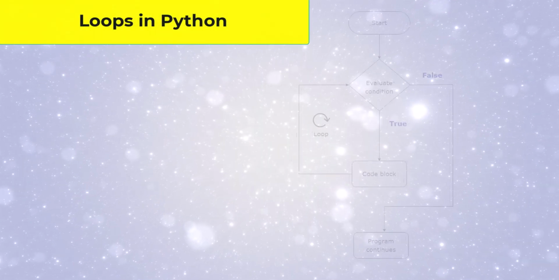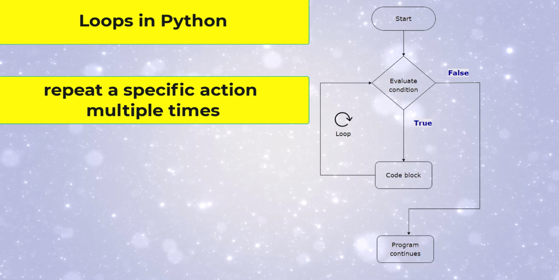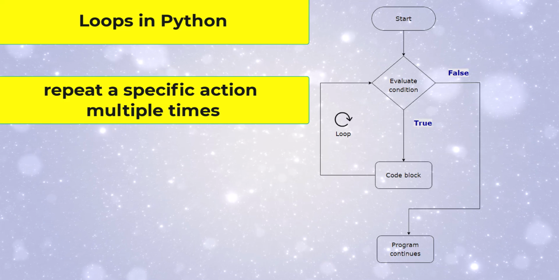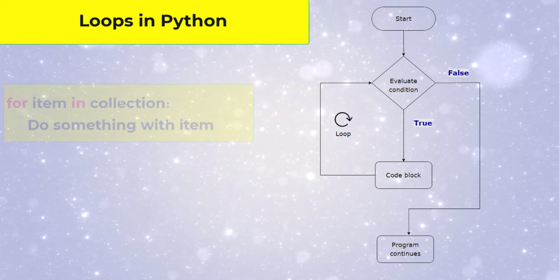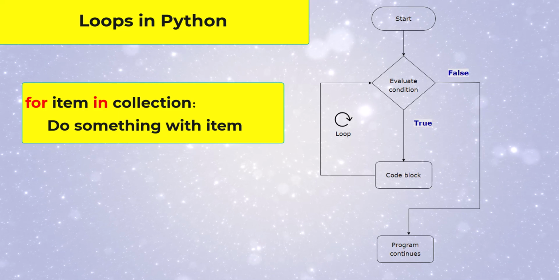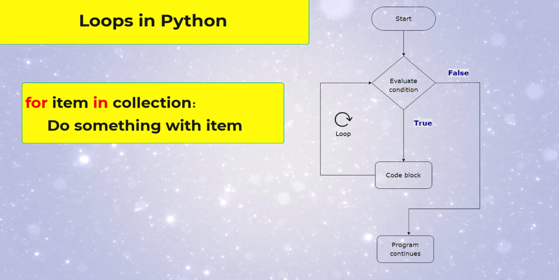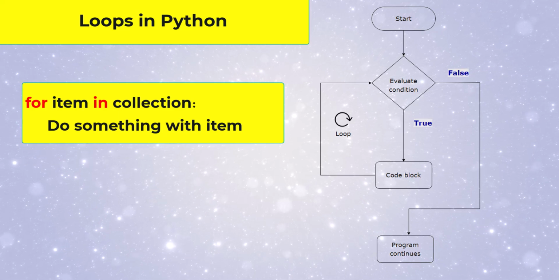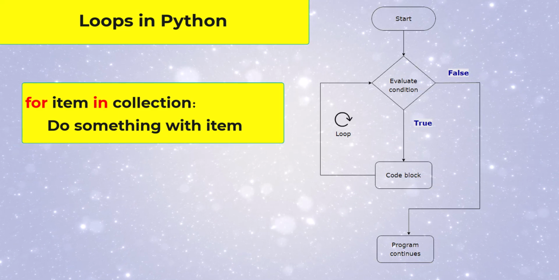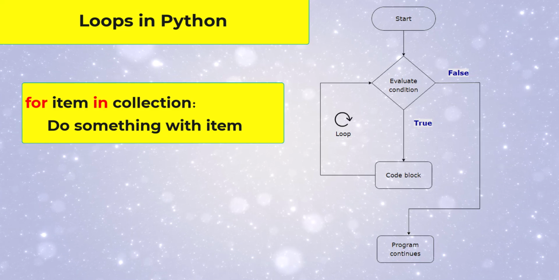Let's learn about loops. The for loop lets us repeat a specific action multiple times without writing the same code over and over again. It's really useful when we need to go through a list of items or repeat an action a set number of times. The syntax of the for loop in Python is like this: for item in collection. We use for to start a loop. Item is a temporary variable that holds the current value from the collection. The keyword in tells Python where to look for the items. Collections may be a list or a range of things we want to loop through.